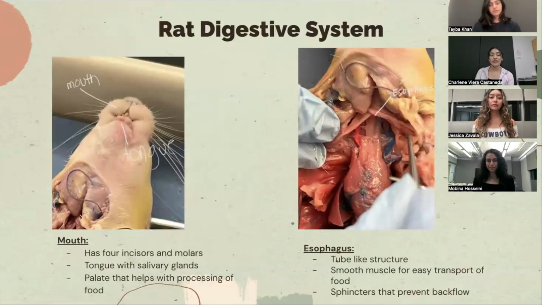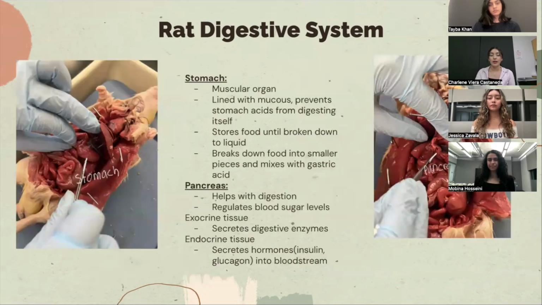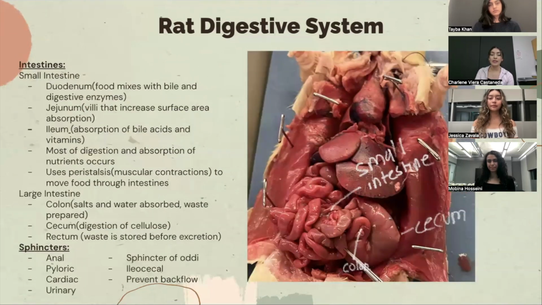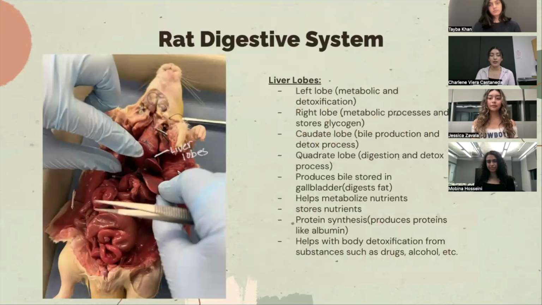The rat digestive system includes the mouth and esophagus. The mouth has 4 incisors and molars, a tongue, and a palate. The esophagus is a tube-like structure which has smooth muscle for easy transport of food. It also has the stomach, which is a muscular organ lined with mucus and stores food. It also has a pancreas that helps with digestion and regulates blood sugar levels. It has the small intestine, the large intestine, and the sphincters. Lastly, it has the liver lobes: the left lobe, right lobe, caudate lobe, and quadrate lobe.